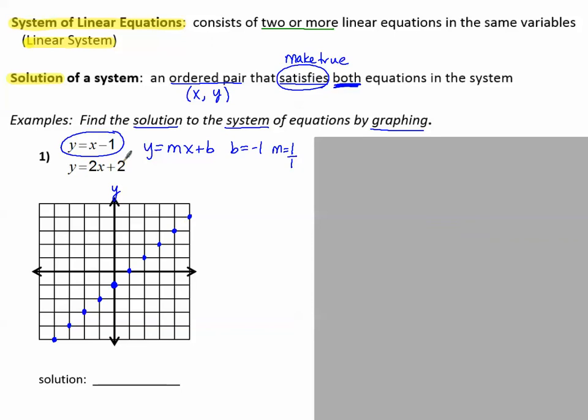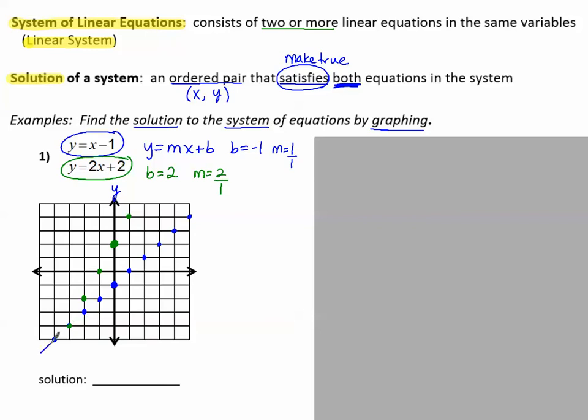Let's take a look at the second linear equation. B, where we begin, is positive 2. So 1, 2 on the y-axis. And then we move the slope. M is 2, or 2 over 1. So from this point up 2 over 1. If I run out of room, I'll go backwards. Down 2, backwards 1. Down 2, backwards 1.